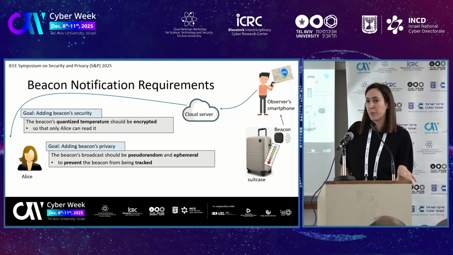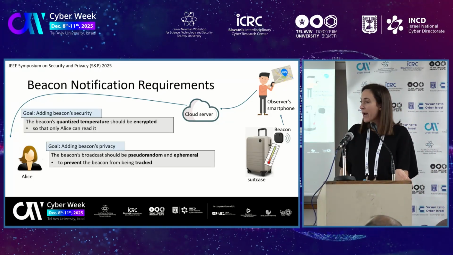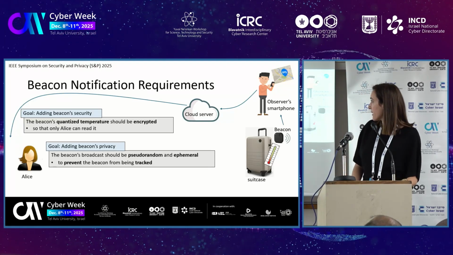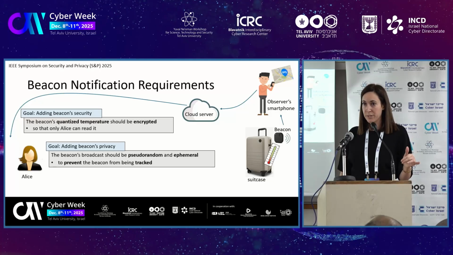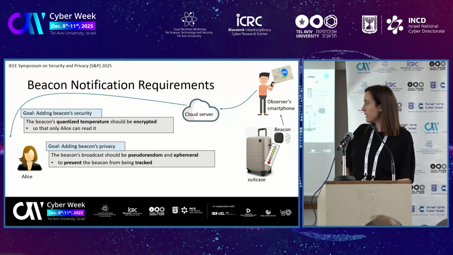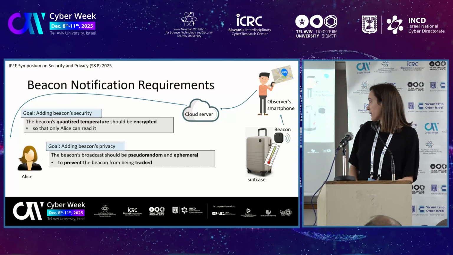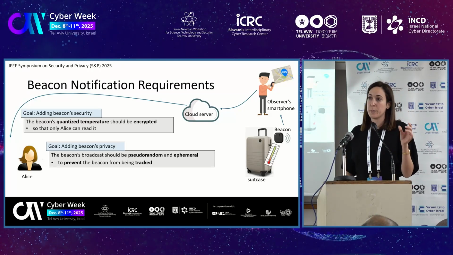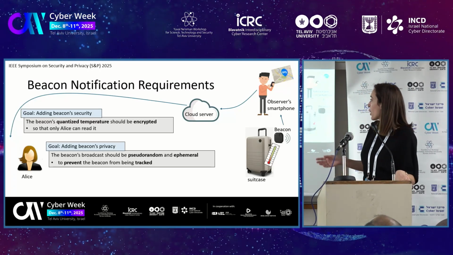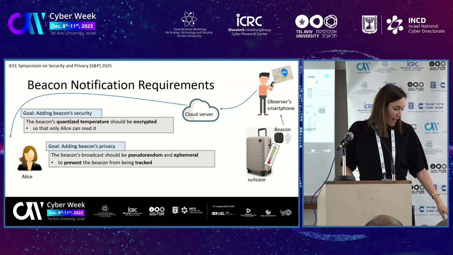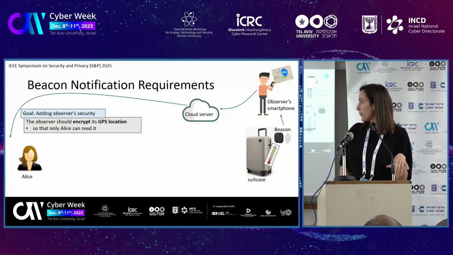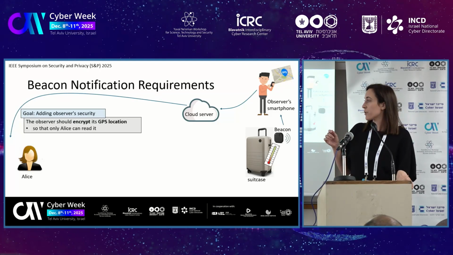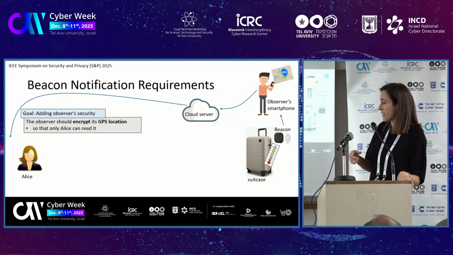More specifically, we aim to add the following requirements. First of all, we want to add security for the beacon, which means that the quantized temperature of the beacon should be encrypted so that only Alice can read it. We also want to add privacy to the beacon, which means that the beacon broadcast should be pseudo-random and ephemeral so that no one can track this beacon. And we also want to add security for the observer, such that the observer's GPS location will be encrypted so that only Alice can read it.